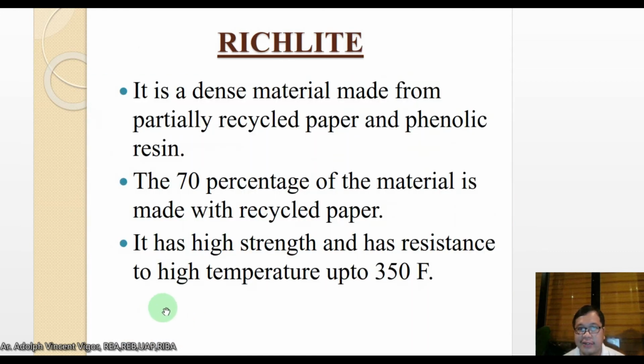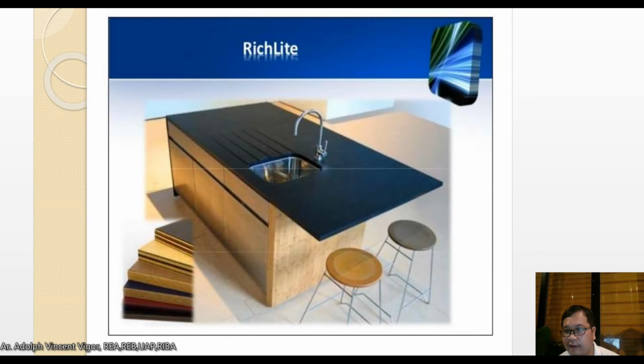Then you have Richlite. It is a dense material made from partially recycled paper and phenolic resin. 70% of the material is made of recycled paper. It's high strength and has resistance to temperature up to 350 degrees Fahrenheit. So this is an example of Richlite.